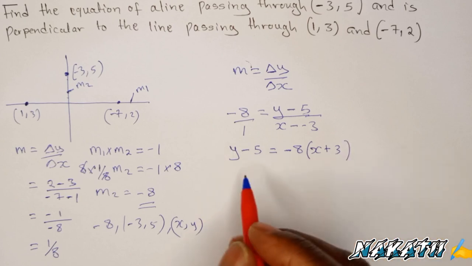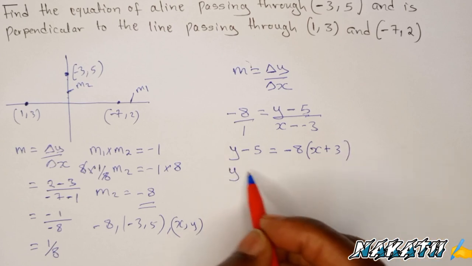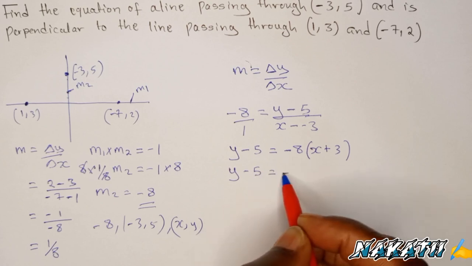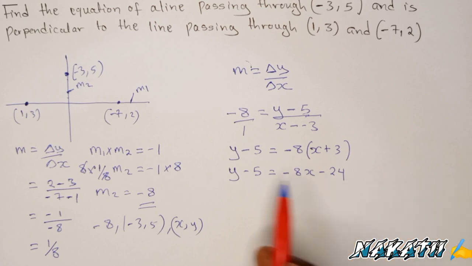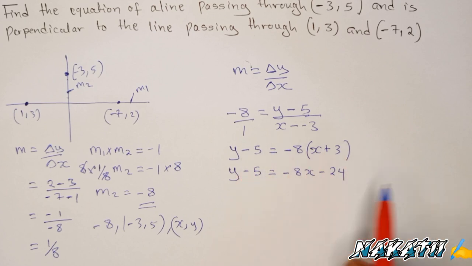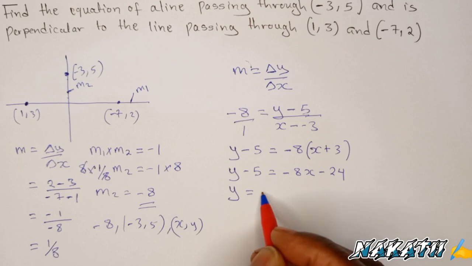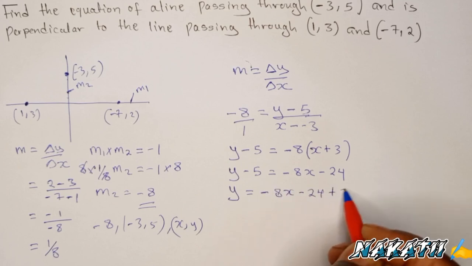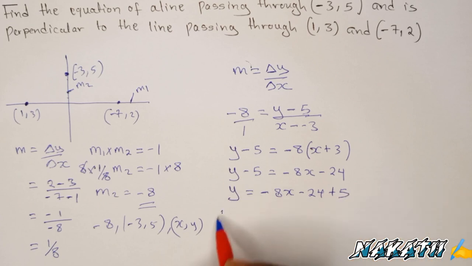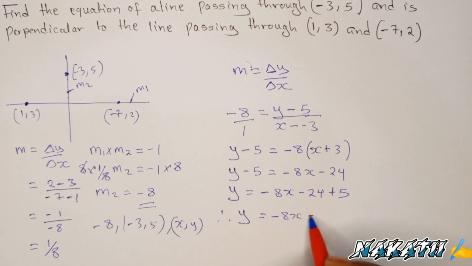Therefore you can open the bracket, you'll have y minus 5 is equal to negative 8x minus 24. You can take this one the other side, so we're going to have y is equal to negative 8x minus 24 plus 5. So finally your answer will be y is equal to negative 8x minus 19. Negative 24 plus 5 is negative 19. And this becomes your answer.